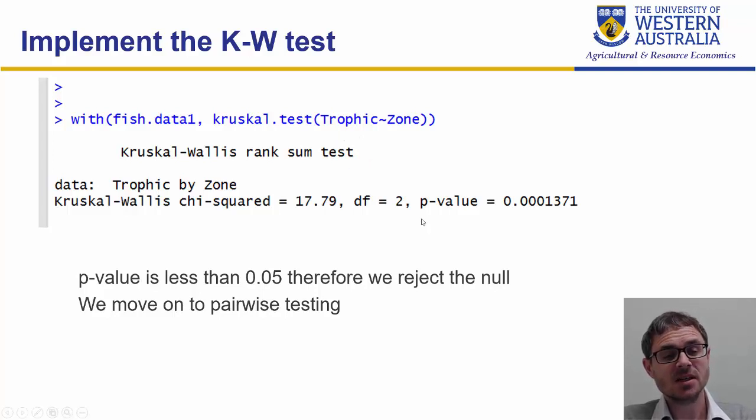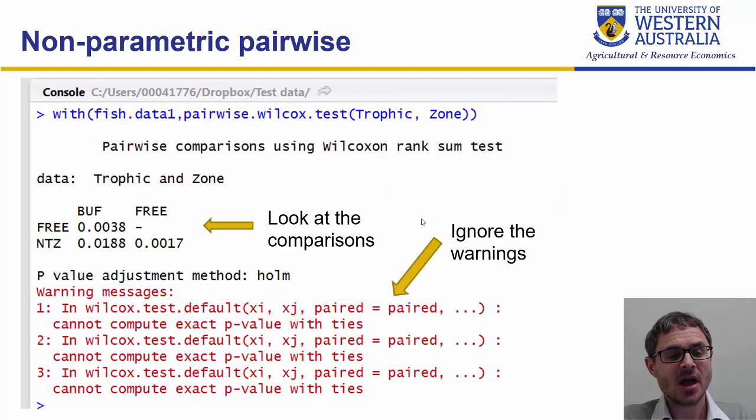Because we have rejected the null, we would then proceed on to the equivalent of pairwise t-tests. So how do we do that? We use pairwise.wilcox.test on the fish trophic zone data. And this is going to conduct all of the comparisons that we want to conduct. You can see actually here, they are all different. So the buffer zone is in fact different to the free zone. The buffer zone is different to the no-take zone. And the no-take zone is different to the free commercial zone.